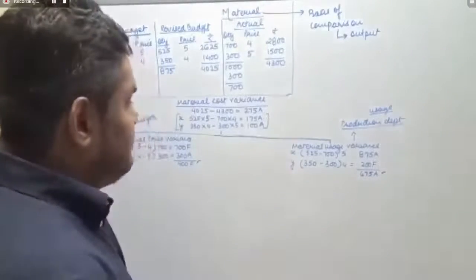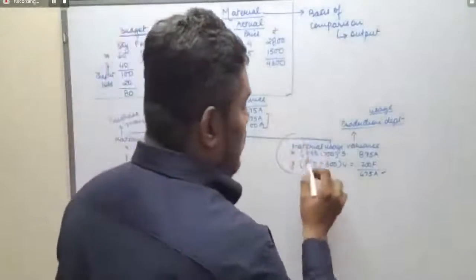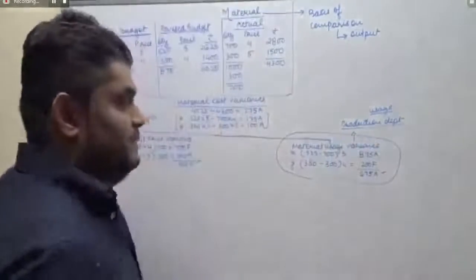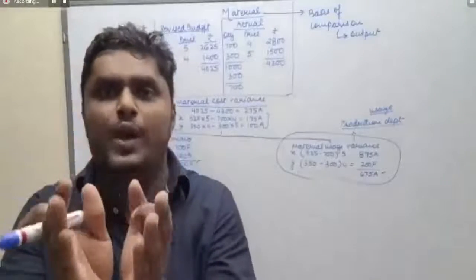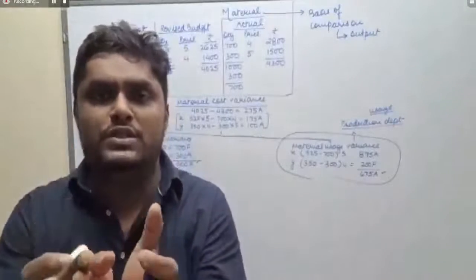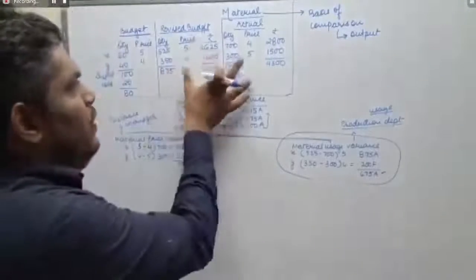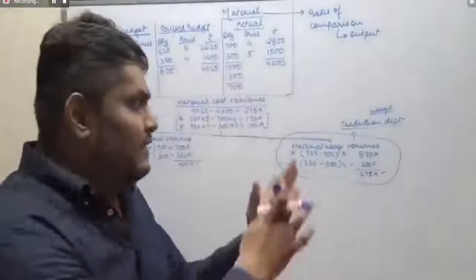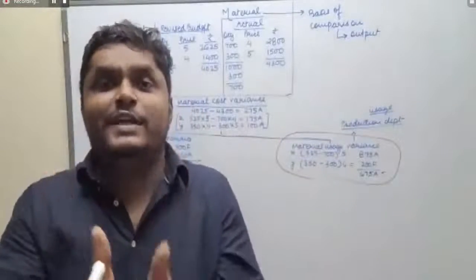Now, guys, this is the total overall material usage variance. It means how much quantity was supposed to be used and how much is actually used. So there is an overall difference of usage. Now this is the total usage variance. It can be further categorized in two parts.